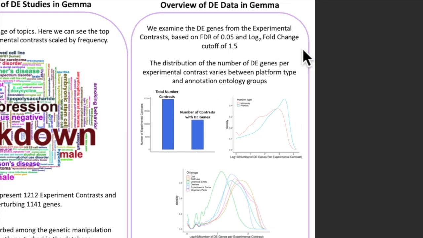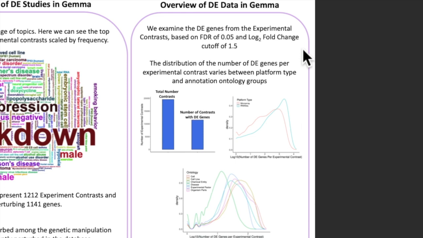For the experimental contrasts in GEMMA, we look at the differential expression of genes by examining the genes that have an FDR less than 0.05 and a log base 2 fold change cutoff greater than 1.5 or less than negative 1.5. Different experimental contrasts will have different numbers of differentially expressed genes, which we can examine by looking at the distribution of the number of DE genes according to the original platform that was used to run the experiment.